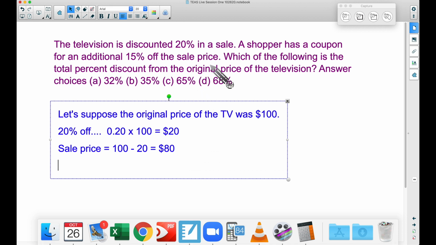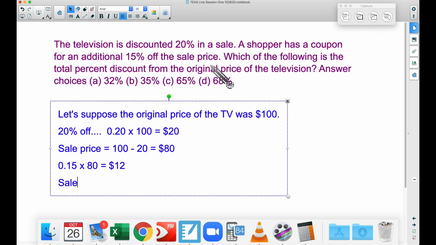So let's find 15%, 0.15, that's our decimal. Of means multiply the sale price. If we find 15% of 80, let me just multiply that out. That's going to be an additional $12 off. So the sale price was 80. The coupon gives us an additional $12 off. And if we take 80 minus 12, that is going to give us a total price, including the sale and the coupon, of $68.